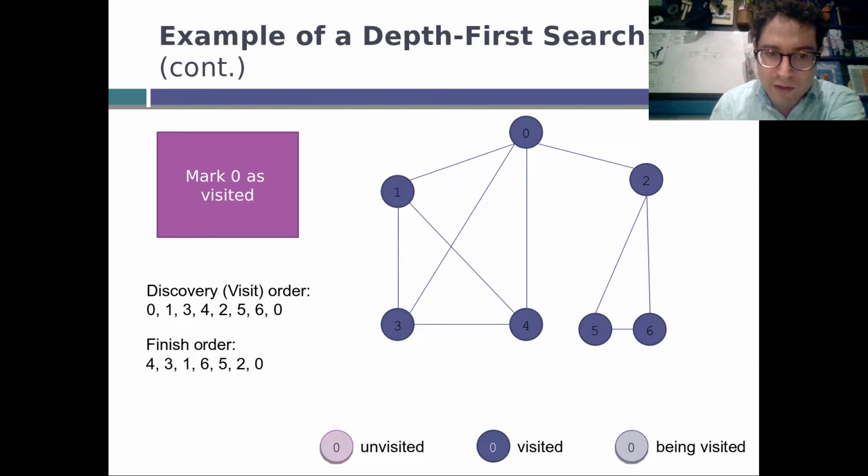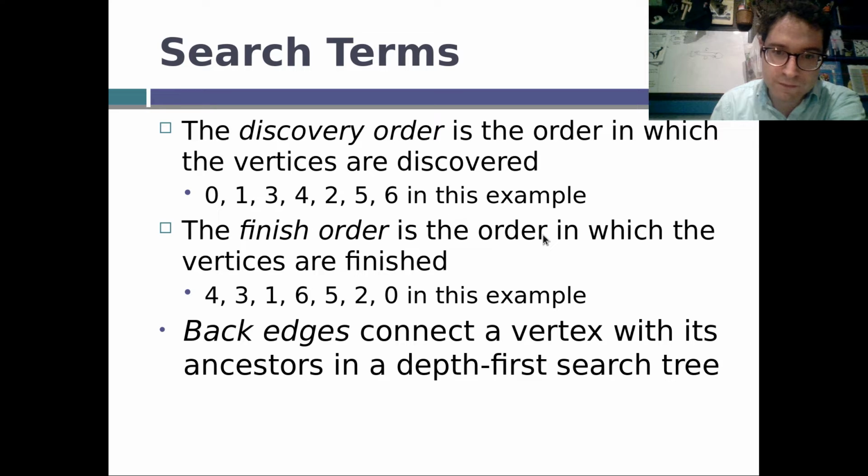So we visited 0, 1, 3, 4, and then we visited 2, and then 5, and 6. That's the order in which we discovered nodes, in which we followed corridors down. And then we've got our finish order. So in other words, the order in which we hit a dead end. So discovery order is the order in which we discovered things. The finish order is the order in which we hit dead ends.